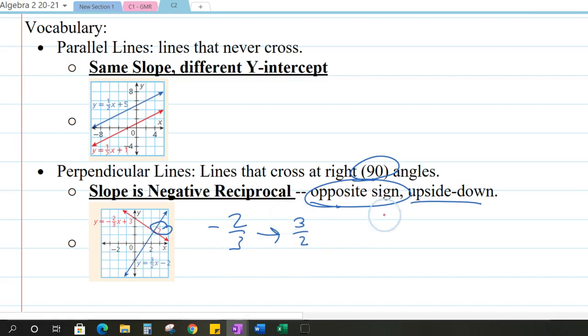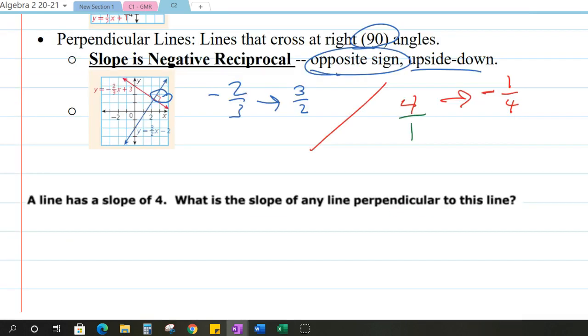Now, if we had another example where they gave us the original slope was 4, well, how do you flip a 4 upside down? Simple. All numbers are fractions over an invisible 1. That means when it flips upside down, it's going to be negative 1/4. So here would be the question to go along with that example. A line has a slope of 4. What is the slope of any line perpendicular to this line? If the original slope was 4, then the new slope will be negative 1/4.